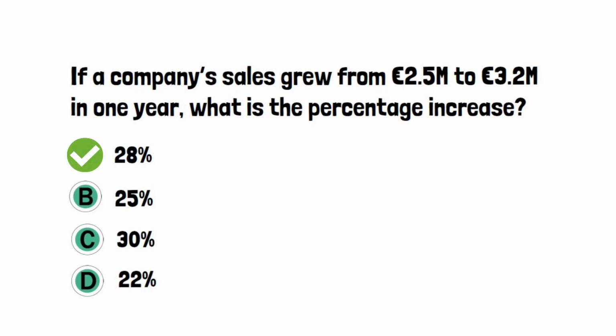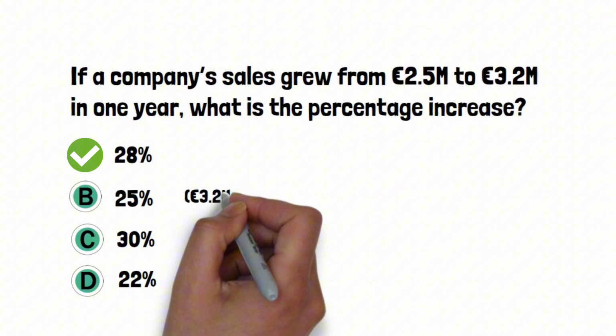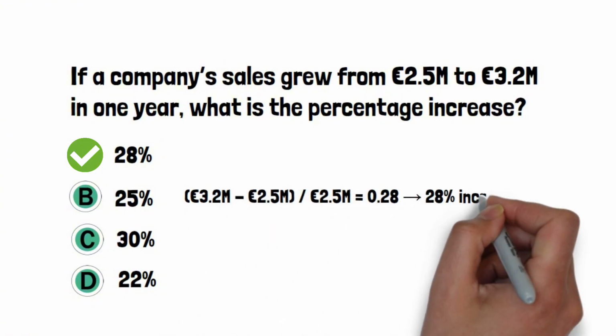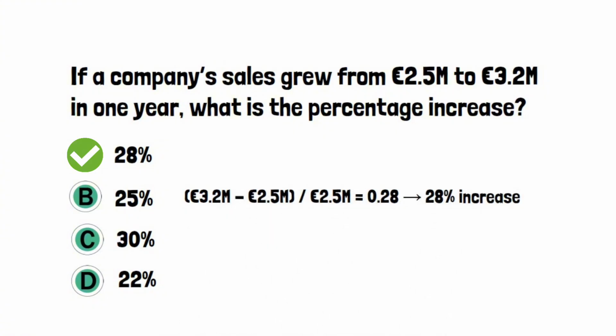Correct answer A. Explanation: €3.2 million minus €2.5 million, divided by €2.5 million, equals 0.28, or a 28% increase. But remember, ieGAT questions are designed to test how fast and accurately you can work this out.